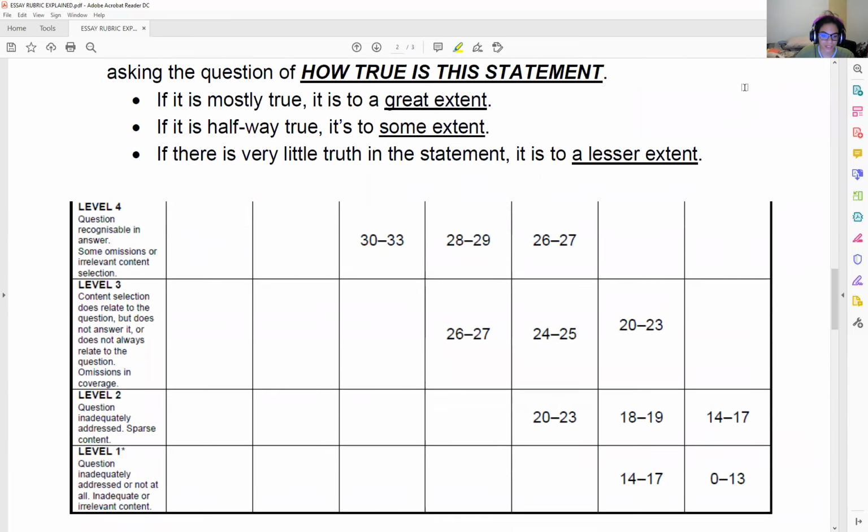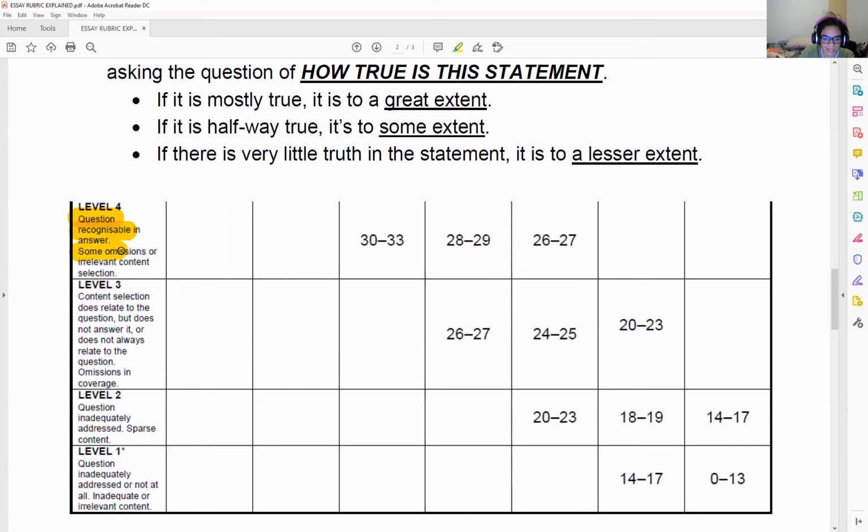So the question is recognizable in the answer. That means I can tell that the student has studied, but they have not studied completely. So you can see little snippets of facts in each little paragraph that has been elaborated, but maybe not properly elaborated. Then it would be a level 7. And then it's a level 4, sorry.